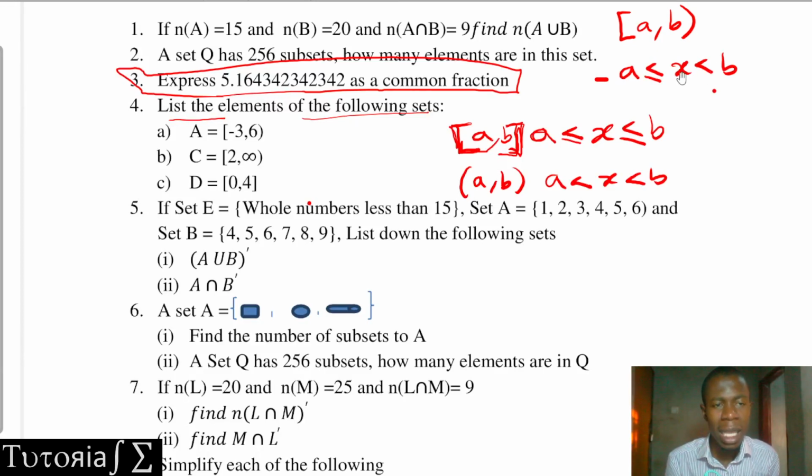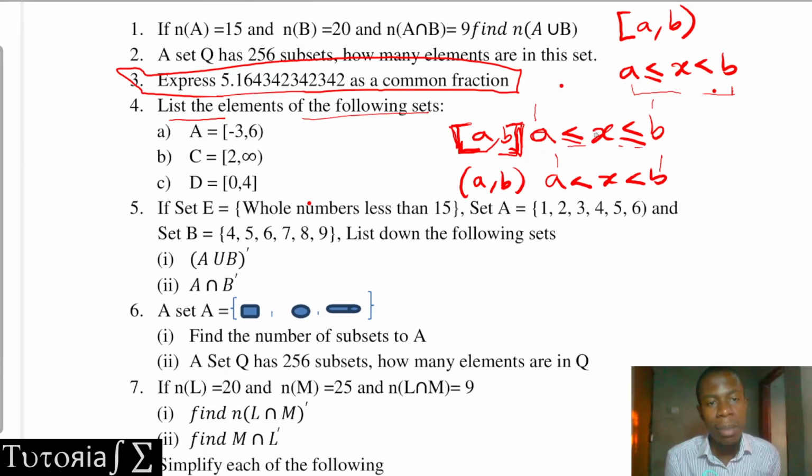So these are the intervals, meaning that here you're starting from point A. A is included in the list, then all the way to the number just before B. Here you're including point A and you're including point B. Here you're not including point A and you're not including point B, so it's the numbers in between.